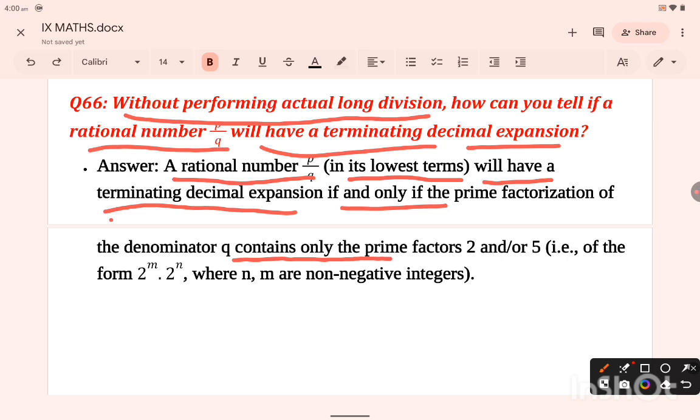That means the prime factorization of the denominator is in the form of 2 to the power of m into 5 to the power of n, where m, n are non-negative integers.